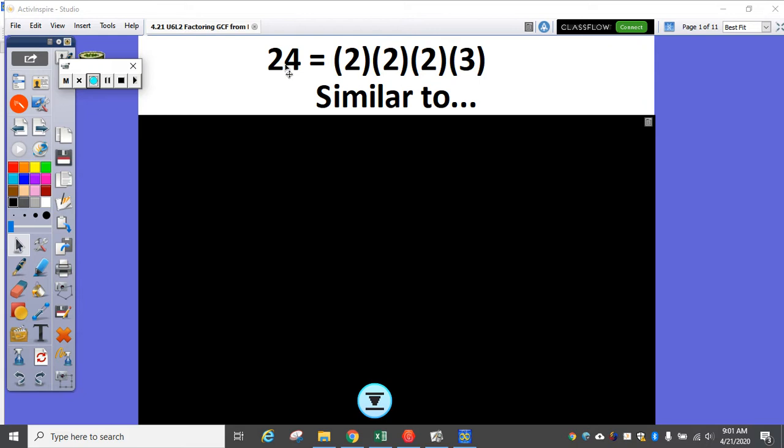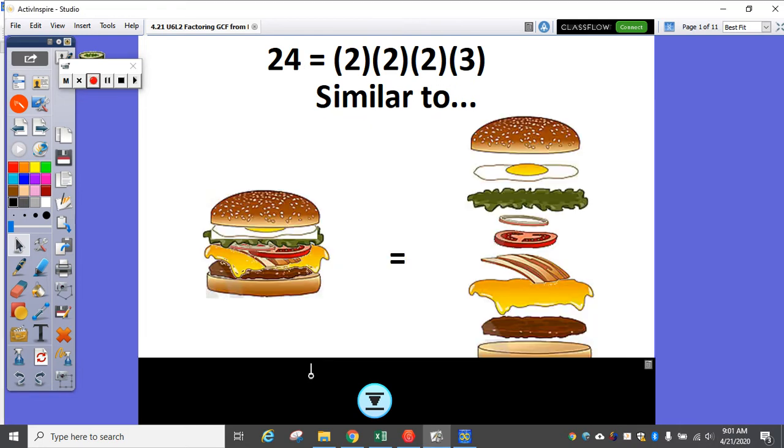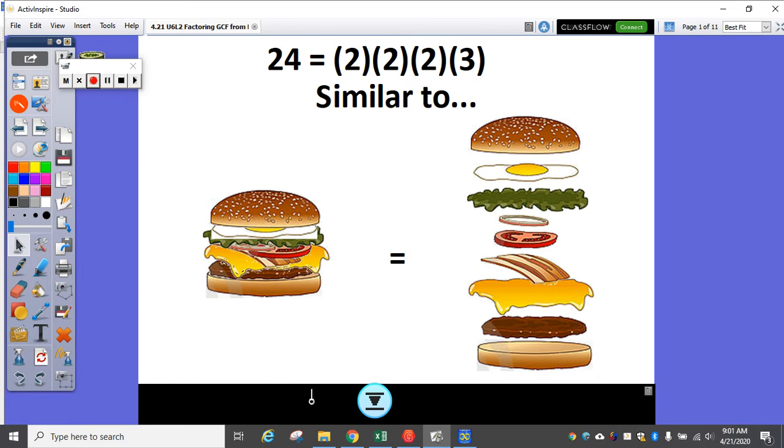So 24 has four factors. It has a 2, a 2, a 2, and a 3. That means that 2 times 2 times 2 times 3 makes 24. All right, so that's similar to, well, let's call it a burger.